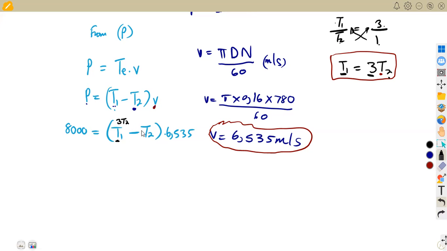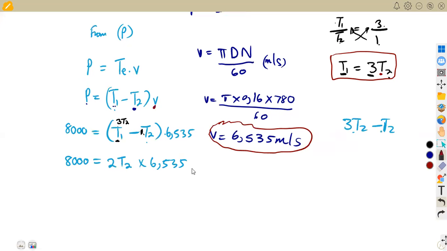So it's going to be like here, it's a 1. So it's 3 minus 1, which is 2. So we are going to obtain something like this: 8,000 is equivalent to 2. 3 minus 1 is now 2 here, 3 minus 1 is now 2T2. Remember, we say T1 is 3T2, minus T2. So it will be 3 minus 1, which is 2, and times 6,3, okay, 5, 3, 5.